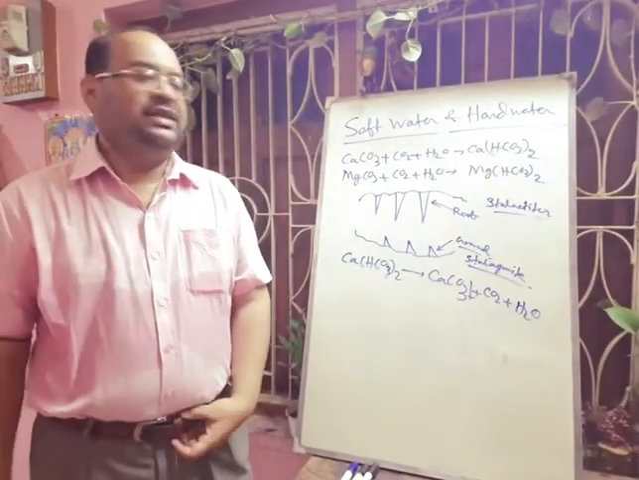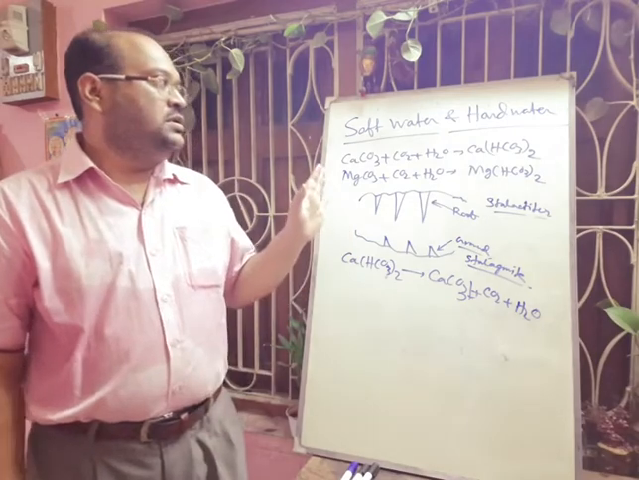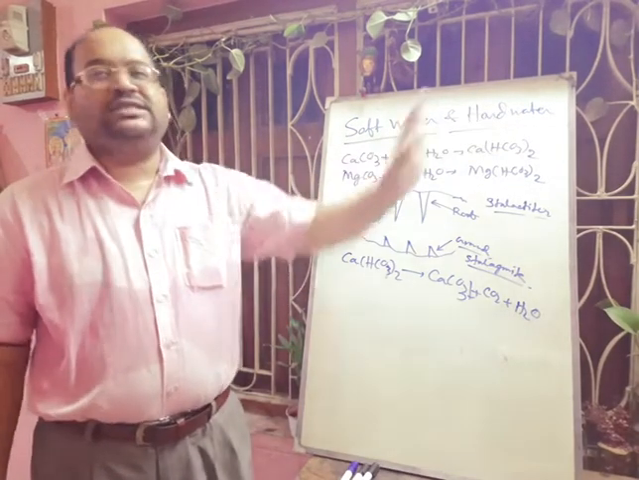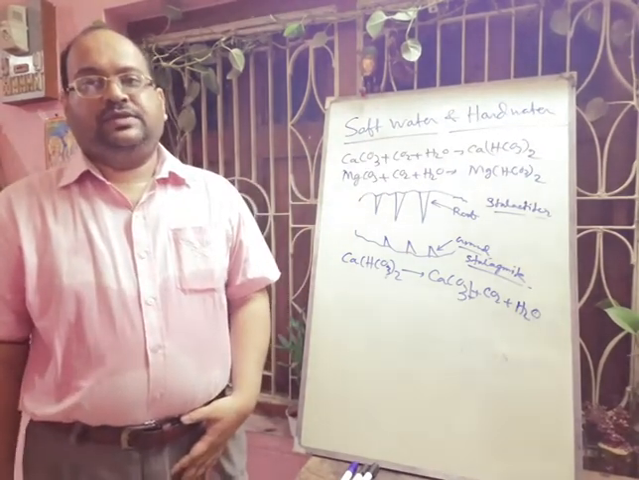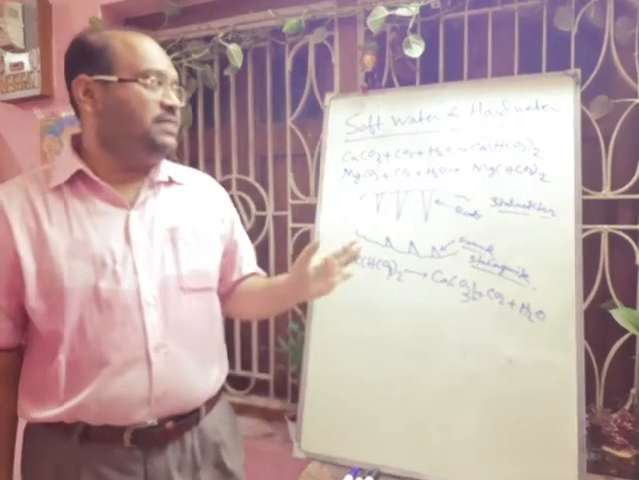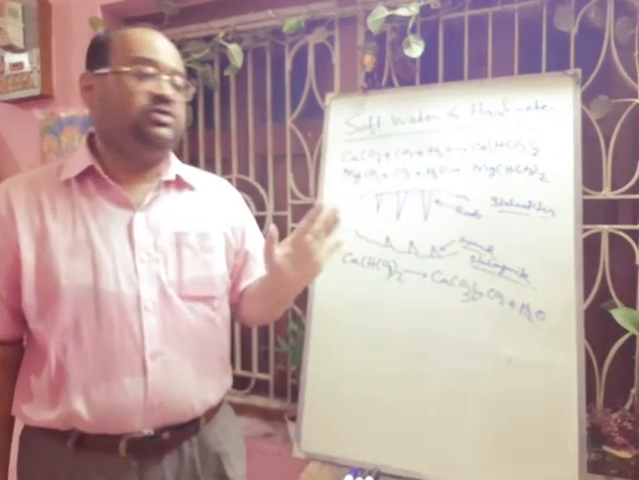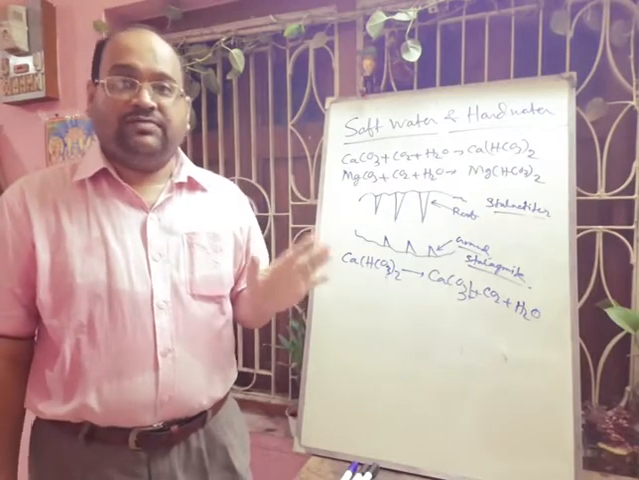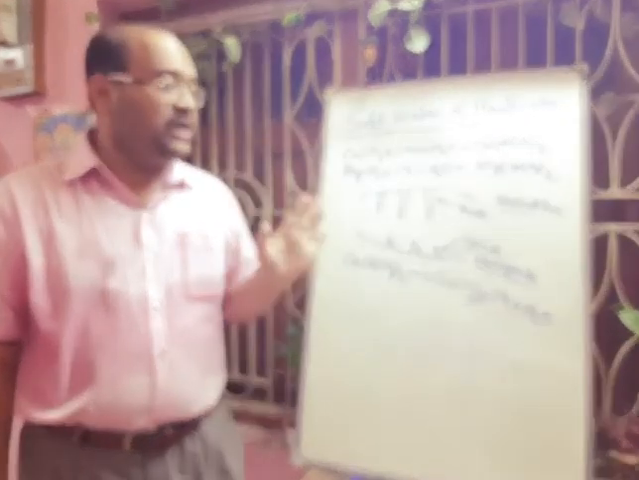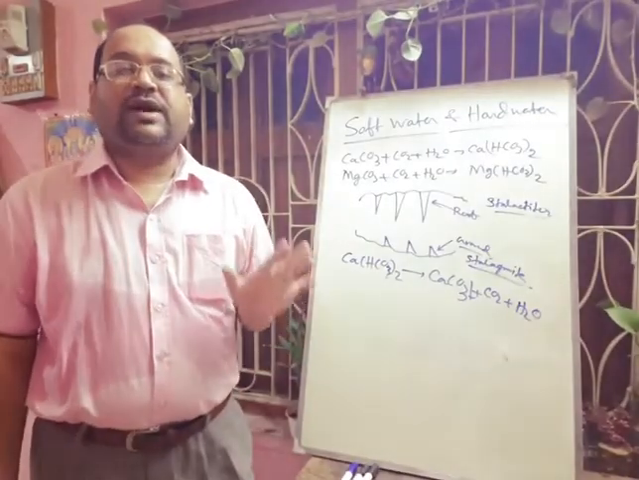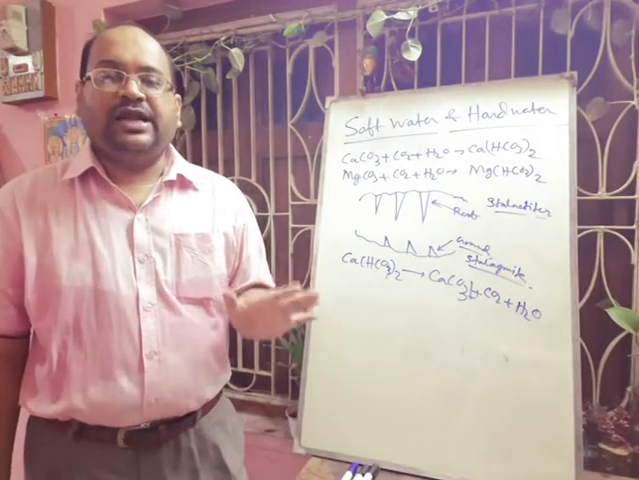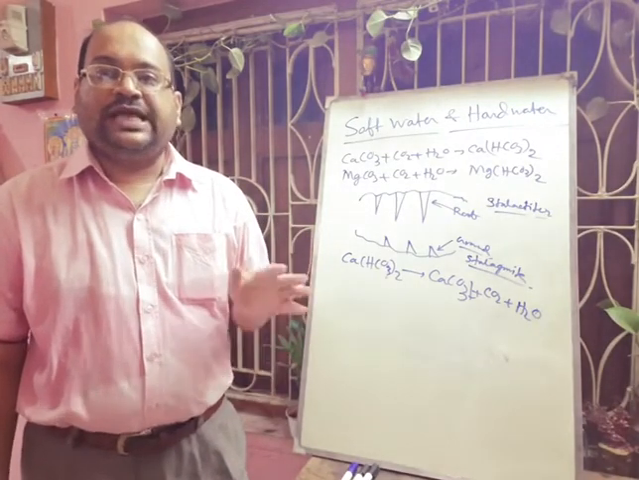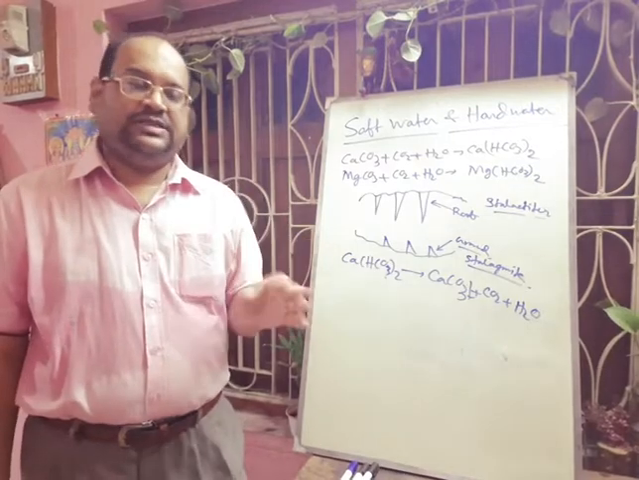Next, we will discuss the hardness types. There is no softness type, but there is hardness type. Hard water may be of two types. One is called temporary hard water, another is called permanent hard water. Now temporary hardness is due to the presence of calcium and magnesium bicarbonate dissolved in the water.